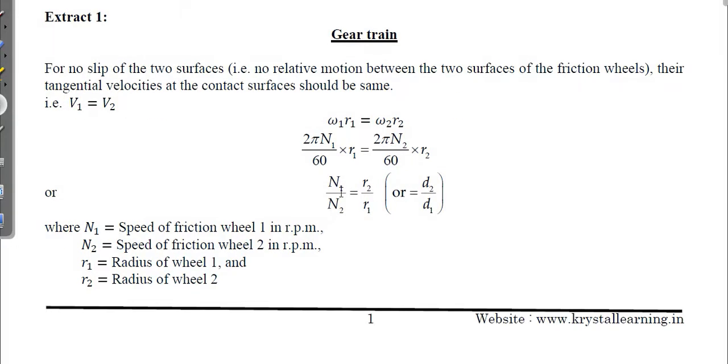Now we got the relation, that the number of revolutions is inversely proportional to the radius of the wheel or the diameter of the wheel. Don't get confused, or just remember that n1 is for rpm here, because in some references n1 is also used for number of teeth. So whatever symbol you are using, just see what that symbol is being used for.